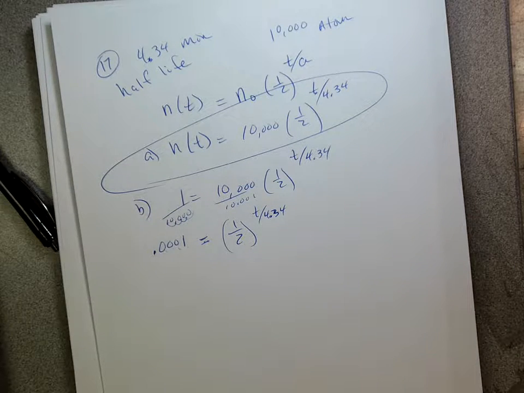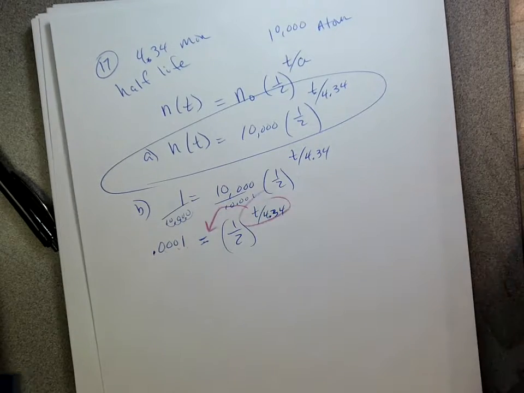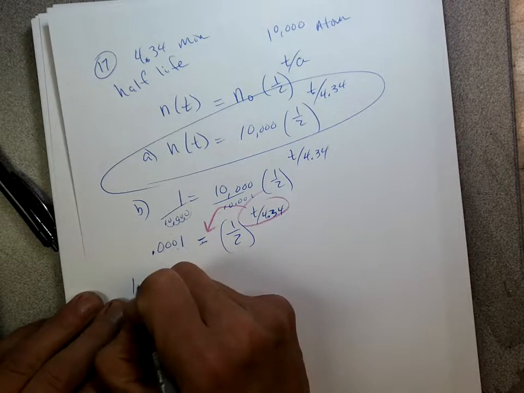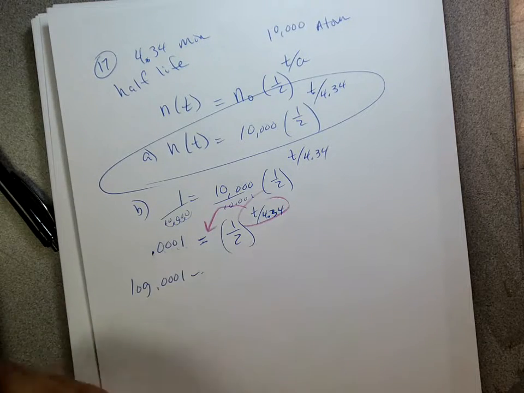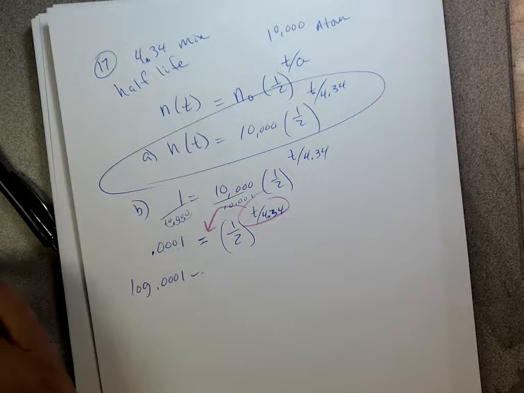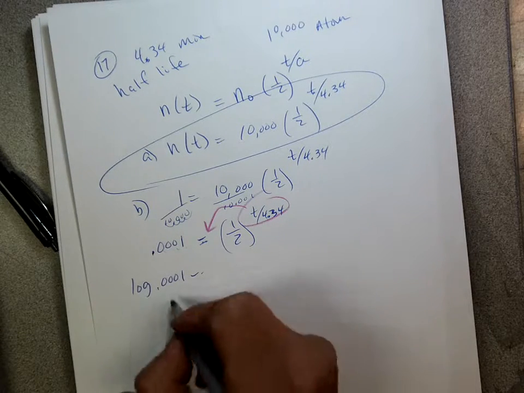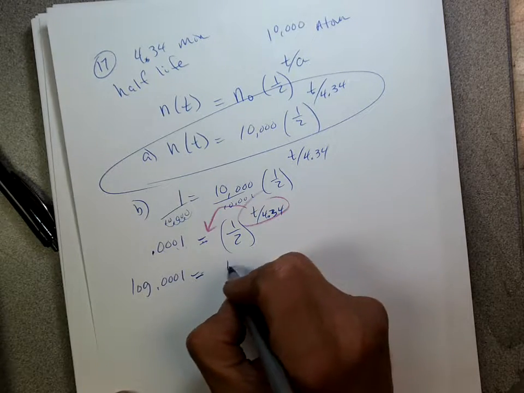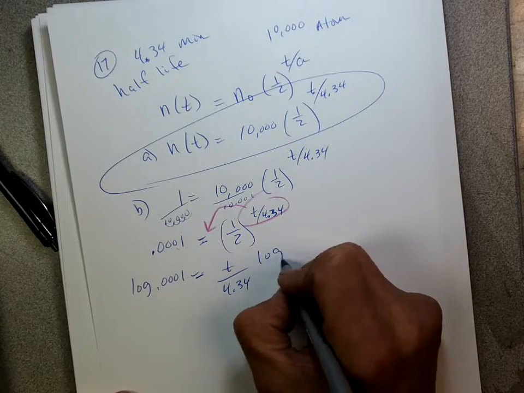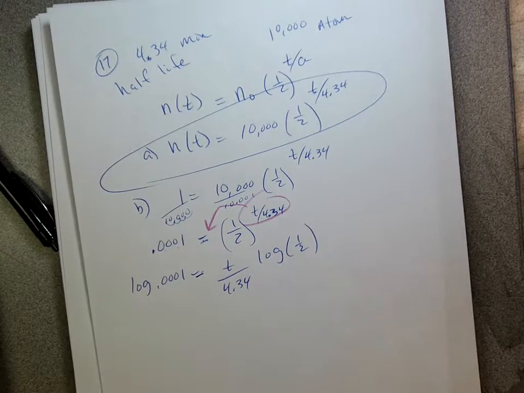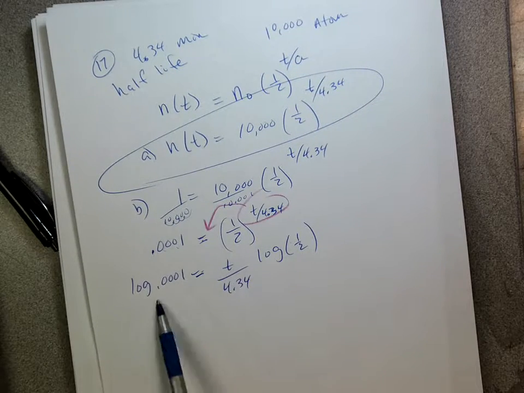Okay, so I just divided by 10,000. That's it. Log both sides because I need to float the exponent down. So we're going to take the log of both sides. So the log of 0.0001, and that should be -4. What do you think? Let's check it out. Pretty sure the answer is -4. So this is just -4 equals t over 4.34 times log of 1/2. Okay, back up. Took the log of both sides. Floated that down.